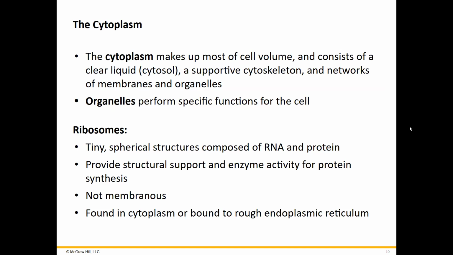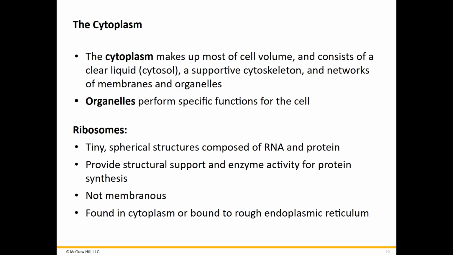All right, the cytoplasm. This makes up the largest volume of the cell. It's mostly liquid, specifically called cytosol. And inside that cytosol are floating structures like the cytoskeleton and the organelles. An organelle performs a specific function of the cell. It helps make the cell operate. They're the organs of the cell.